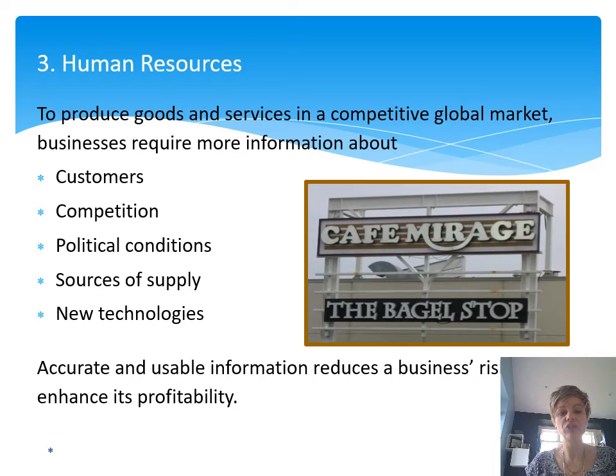And another thing to mention about human resources is that in order to produce goods and services very competitively, in order to produce them most efficiently, businesses always require more information about their customers and their competition. They need to know the sources of supply. They need to know the political conditions in which they're going to work. And they also need to know new technologies. So if they have accurate and usable information, it reduces business risk and enhances its profitability.